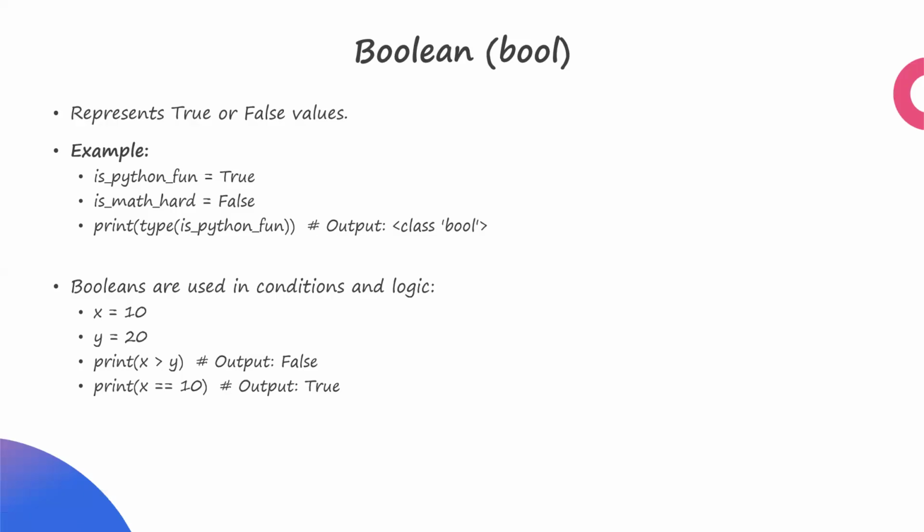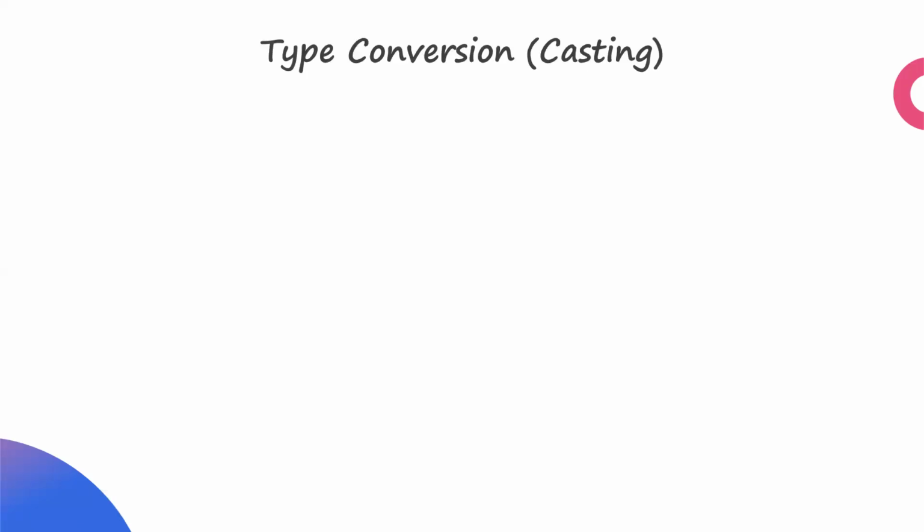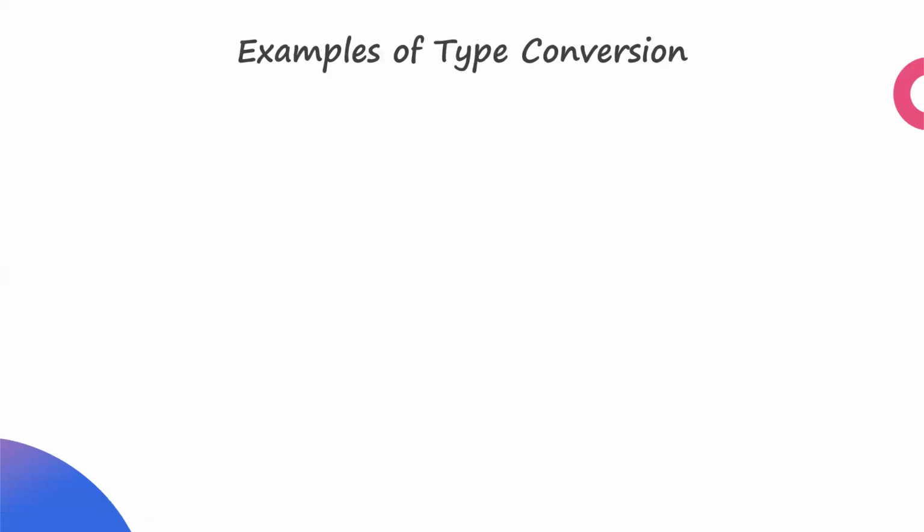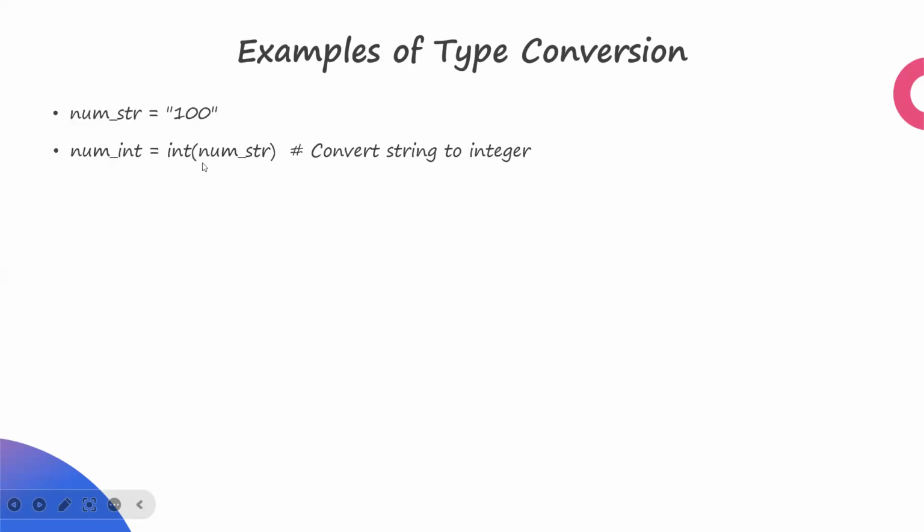All right. So type conversion: you can convert from one data type to another using built-in functions. The built-in function for converting anything to an integer is the int function. We have one for float, one for string, and one for Boolean. If I have something like this, a number enclosed in a string, and I want to convert this 100 that is a string to an integer, I will use the int function.